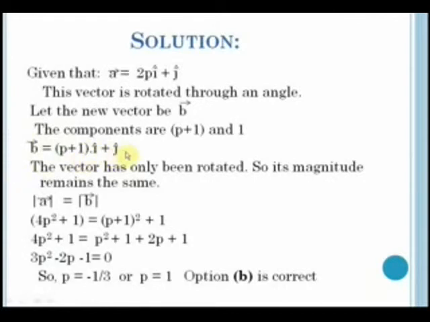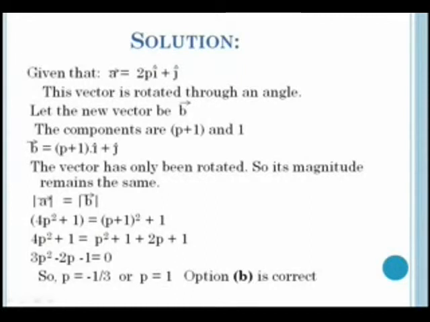Now in the problem it has been given that the vector has been rotated. So we can come to the conclusion that the direction of this vector changes, but the magnitude would remain the same because this vector has just been rotated. Thus we equate the magnitudes of these two vectors. The square of the magnitude of this vector would be equal to the square of the magnitude of this vector, and thus 4p square plus 1 would be equal to (p plus 1) whole square plus 1.